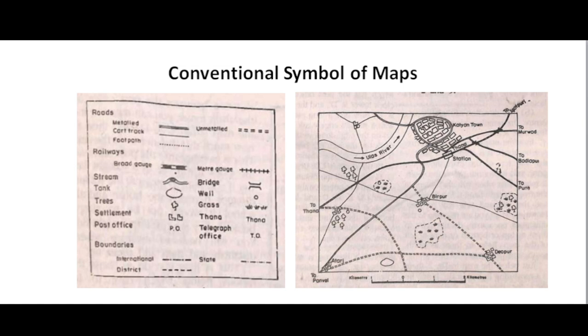Now, conventional symbols of maps. It is not possible to draw on a map the actual shape and size of different features such as buildings, a well or a tree. Therefore these features are represented by various symbols. With the help of such symbols, it is easier and quicker to draw a map. The symbols also make the map clearer and easier to read.